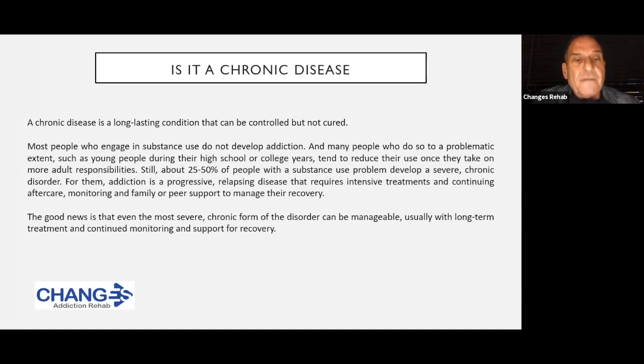Still, about 25 to 50% of people with substance use problems develop severe chronic disorders. For them, addiction is a progressive, as I was saying before, relapsing disease that requires intensive treatment and continued aftercare, monitoring, and family or peer support to manage their recovery. The good news is that even the most severe chronic forms of this disorder can be manageable, usually with long-term treatment and continued monitoring and support for recovery.